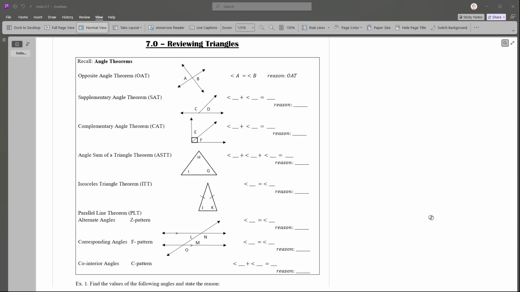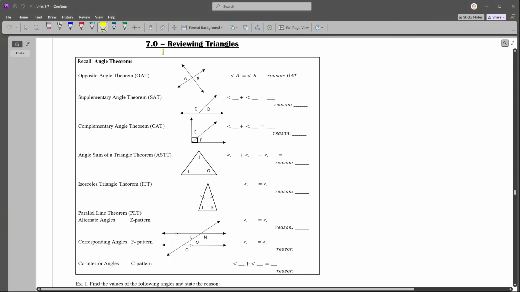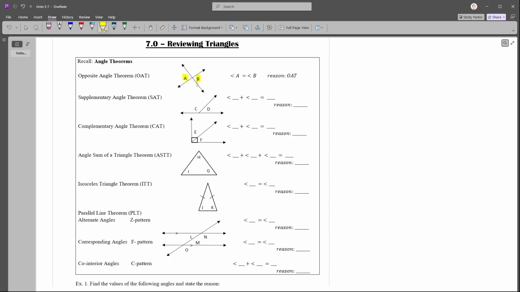So let's start off by going through some old angle theorems that you learned a while ago. First off, if I have two crossing straight lines, and the opposing angles on the opposite sides of those lines, let me just go back to my draw here. So we have an angle here and an angle here. Those two angles will always be equal. So angle A will always equal angle B. Similarly, this angle would be equal to that angle because it's across from it. We call this the opposite angle theorem, or OAT.